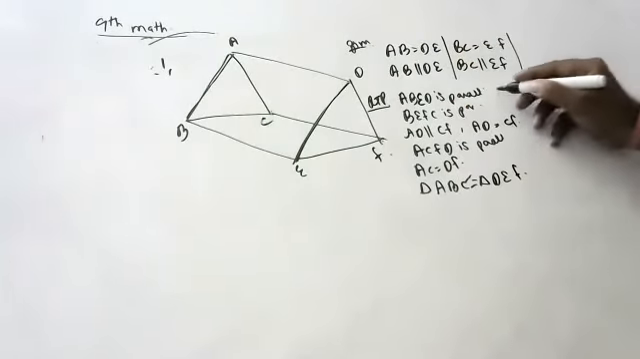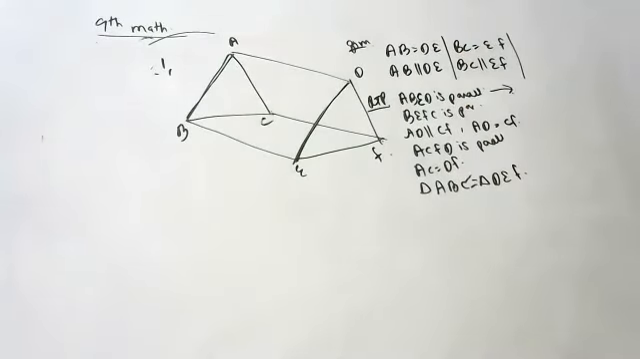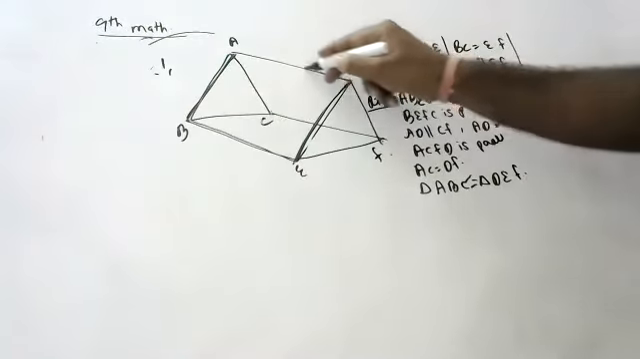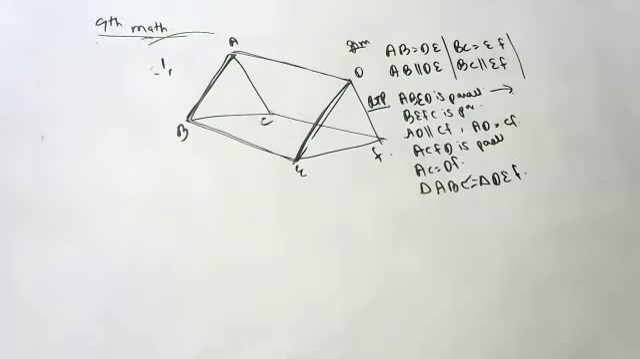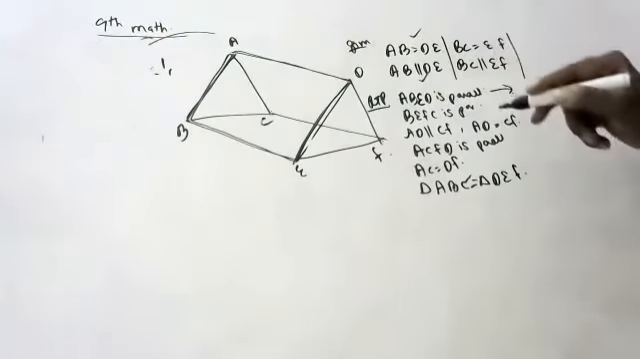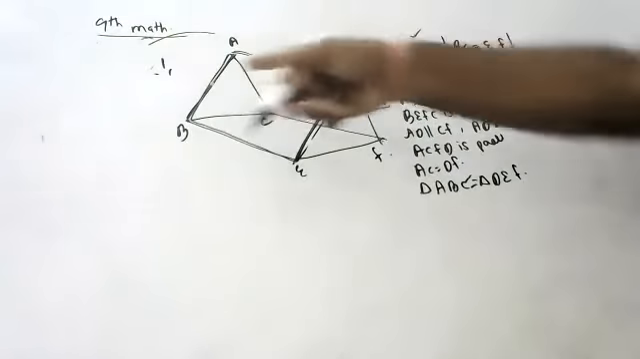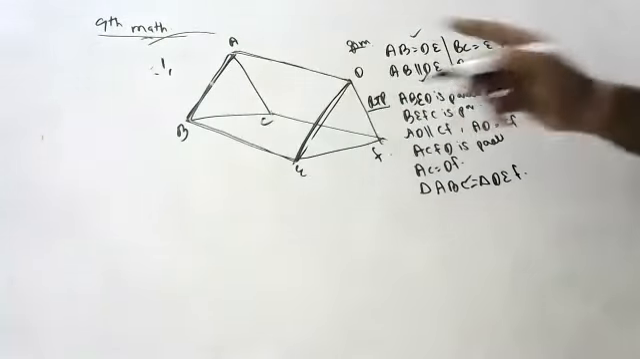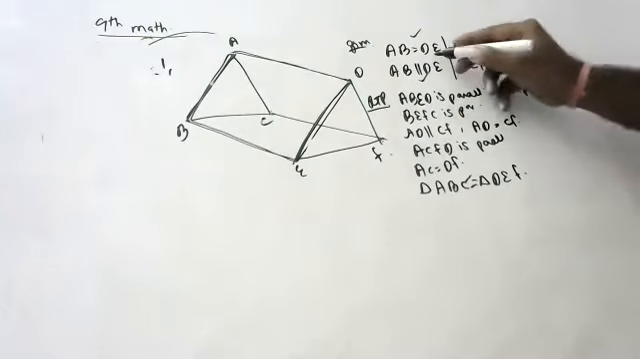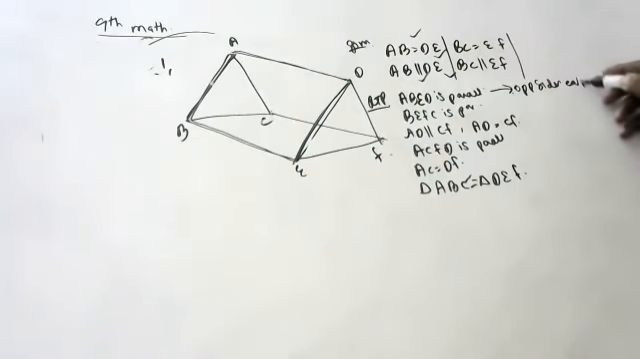Children, first one. Who will tell the first one? Sir, I'll say. Yeah, tell now. This is a parallelogram. We have to prove. How is it a parallelogram? It is given AB is equal to ED and AB is parallel to ED. Opposite sides are equal and parallel to each other, so it will be a parallelogram.